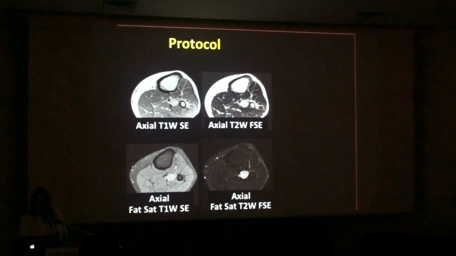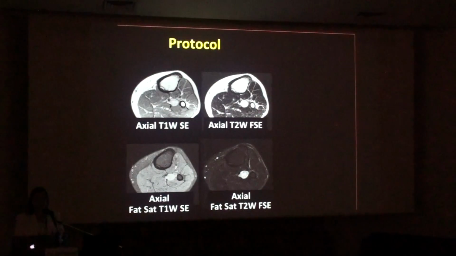So in terms of the protocol, I like to say that if you ask 10 different radiologists, you get 10 different protocols, but some general principles apply. Number 1, it's a good idea to have axial images because that shows you the different compartments of the anatomy and what the relation of the mass is to that, and here's the popliteal vessel. It's good to have a T1 weighted and T2 weighted image because, as you'll see, those are important signal characteristics we're going to get from that.